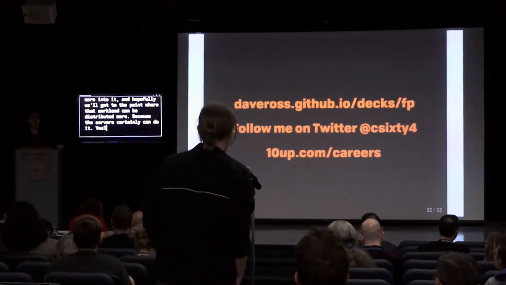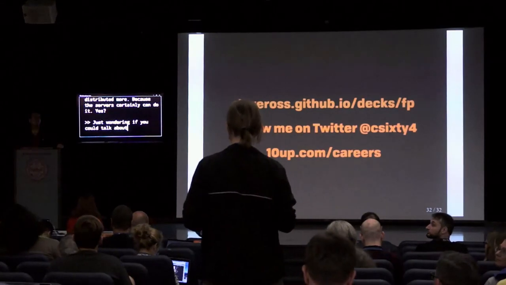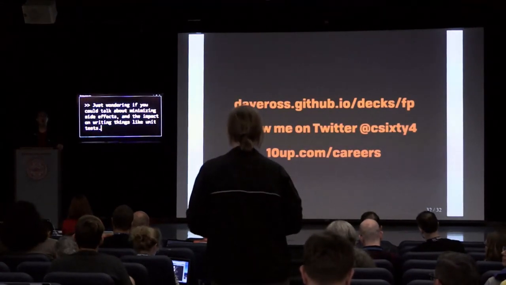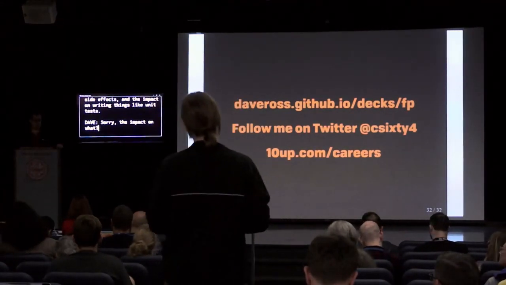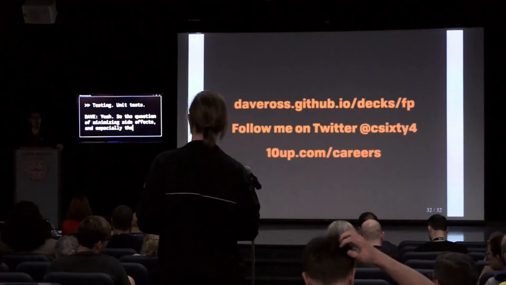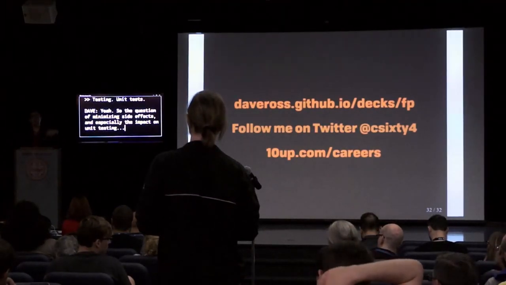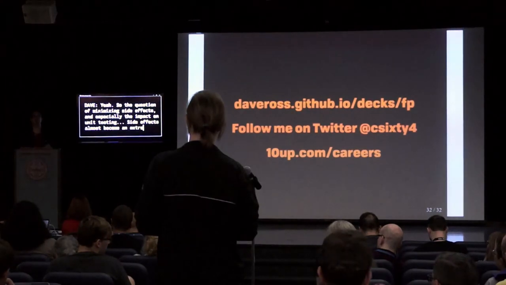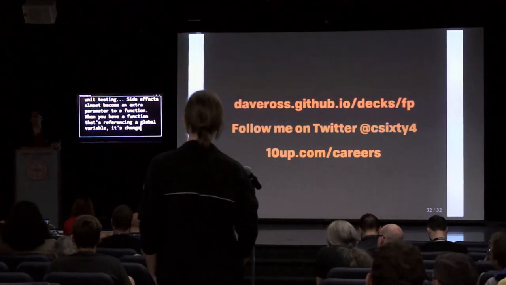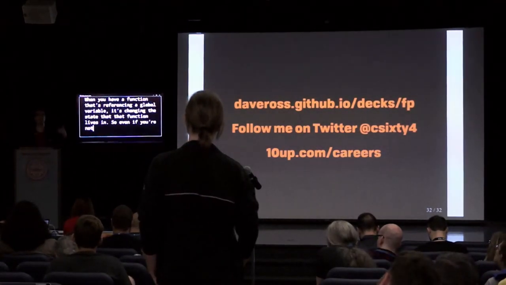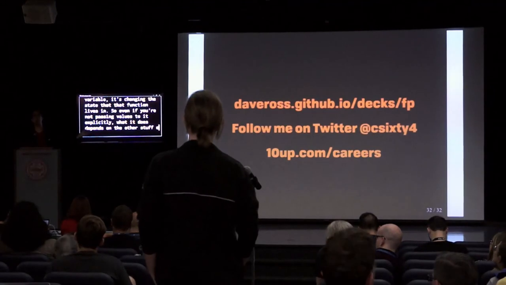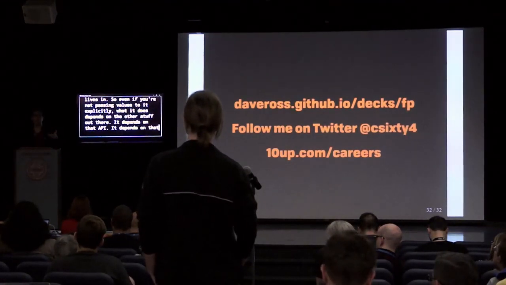Yes? I was wondering if you could talk about the impact on testing. So the question is about minimizing side effects and especially the impact on unit testing. Side effects almost become an extra parameter to a function. When you have a function that's referencing a global variable, it's changing the state that function lives in. So even if you're not passing values to it explicitly, what it does depends on the other stuff out there. It depends on that API. It depends on that database table. It depends on a global variable.